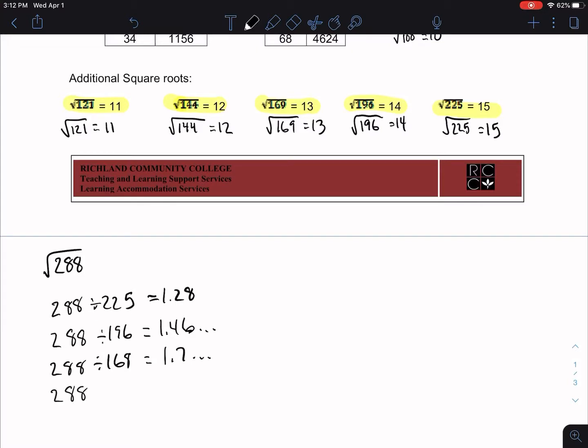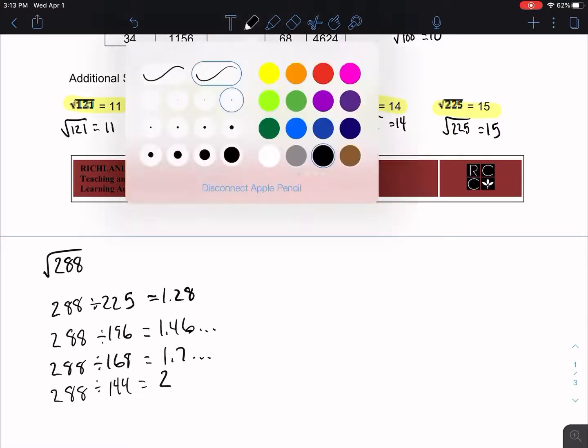Finally, I'm going to do 288 divided by 144, and I'm going to get the number 2. No decimal, just 2. That tells me that 144 and 2 are the numbers that I'm going to be using.